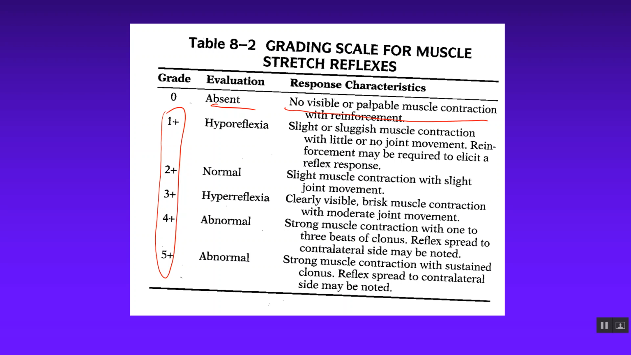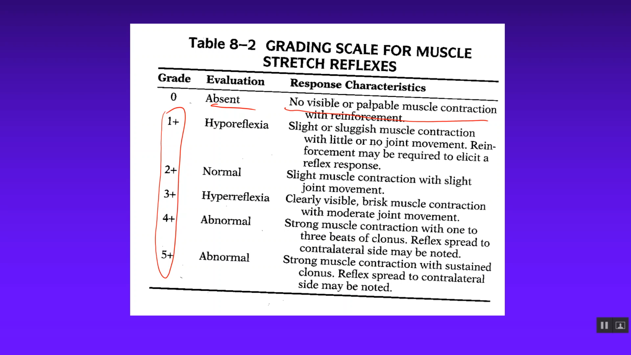Hyperreflexia is clearly visible, brisk muscle contraction with moderate joint movement. Again, this could be normal for that person if it's symmetric, and they just tend to have that kind of higher tonal set. They're a little jumpy, a little anxious type person. Room is cold, they're nervous, that kind of stuff. 4 plus is always abnormal.